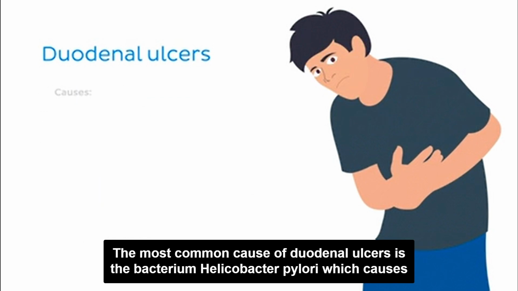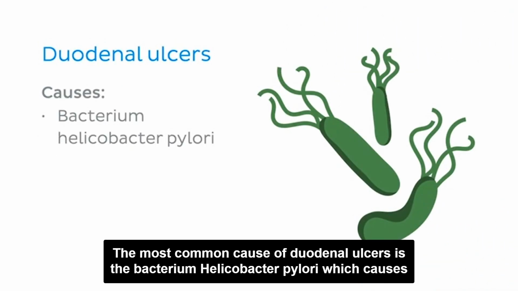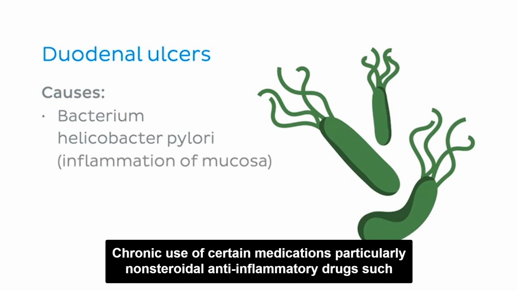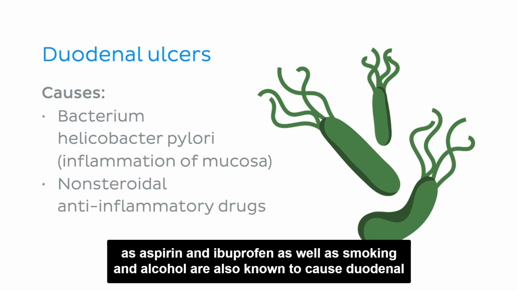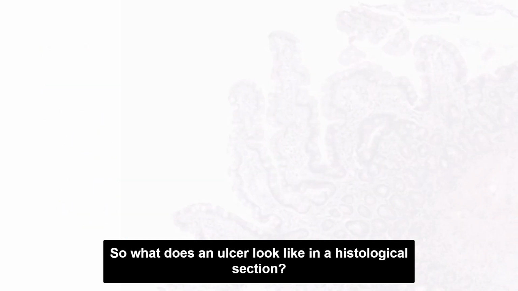The most common cause of duodenal ulcers is the bacterium Helicobacter pylori, which causes the mucosa of the duodenum to become inflamed. Chronic use of certain medications, particularly non-steroidal anti-inflammatory drugs, such as aspirin and ibuprofen, as well as smoking and alcohol, are also known to cause duodenal ulcers to occur. So what does an ulcer look like in a histological section?